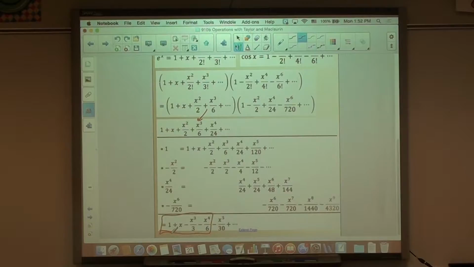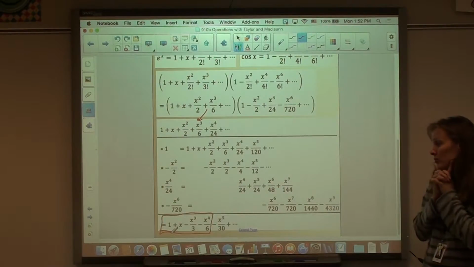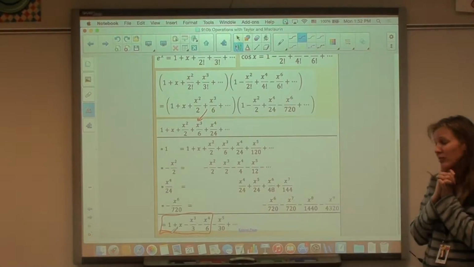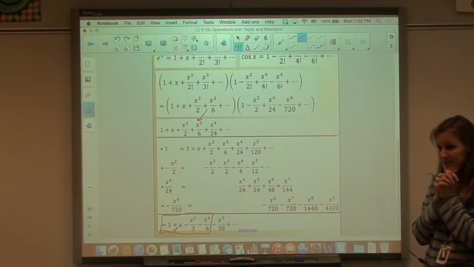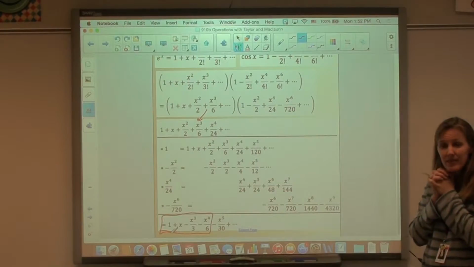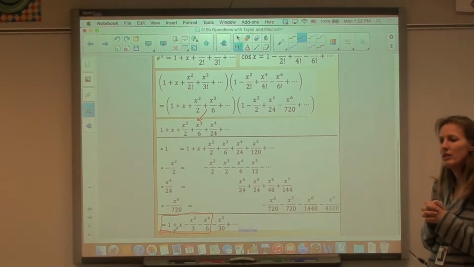Is there a way to write this as a summation? I don't know, probably. Are we ever going to have to do that? You don't necessarily have to figure out the pattern, that would be really tough. But you're supposed to do more. Do you need another minute?